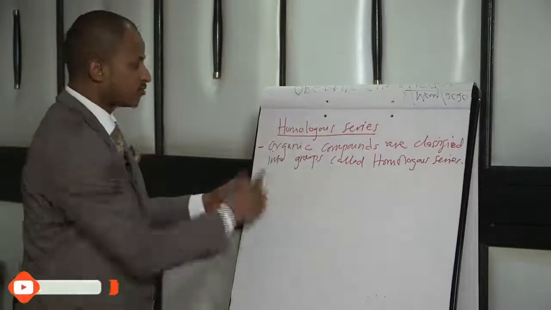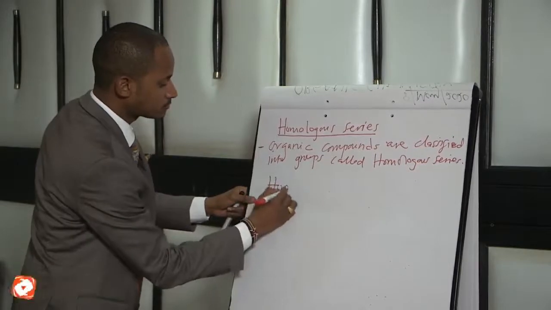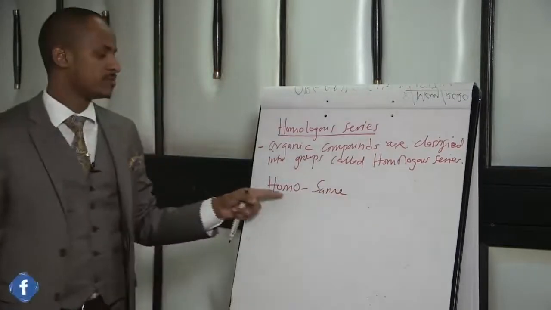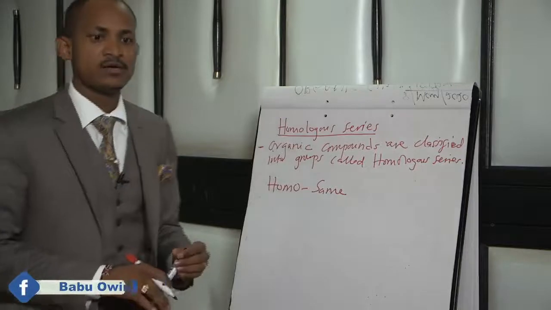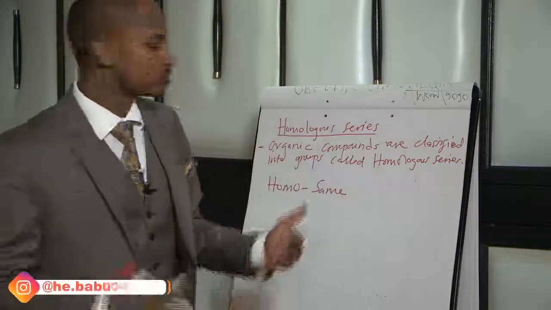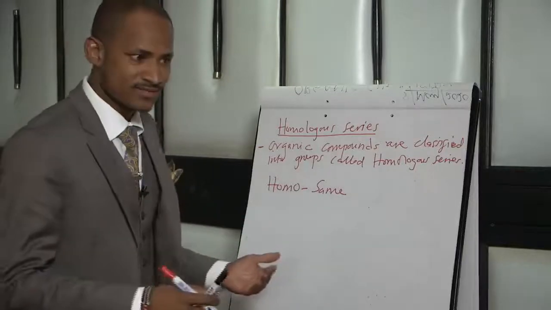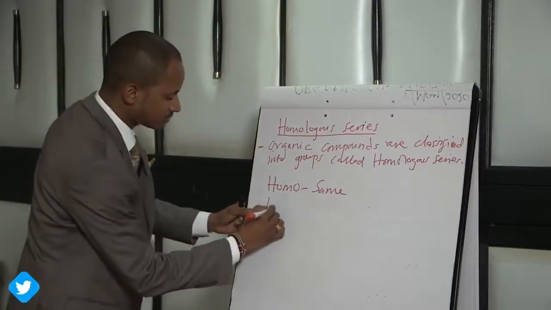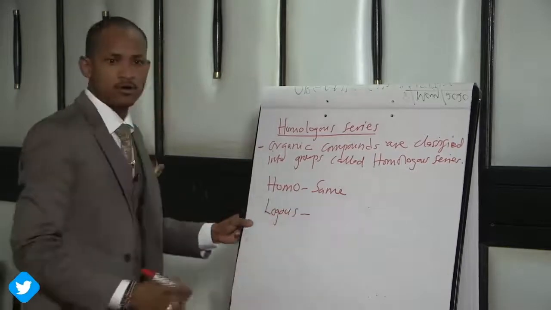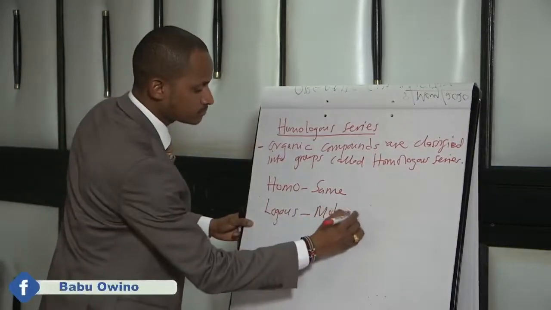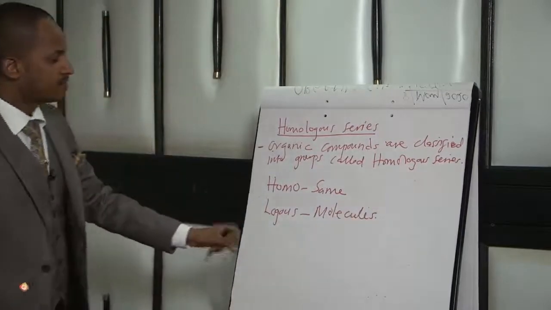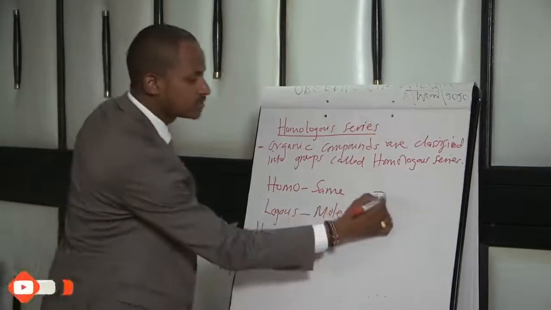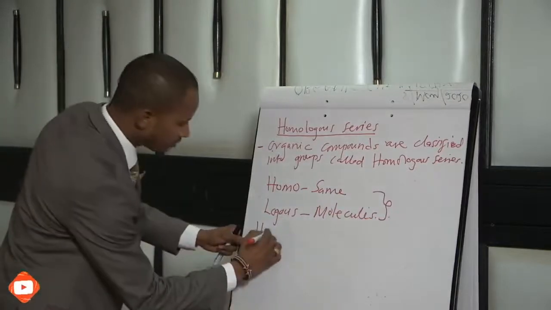What is homologous series? Homologous comes from the word homo, which means same. A Greek word homo, which means same. That's why in history you could say Homo erectus, Homo sapiens, Homo habilis. And again, logos. Logos means molecules. Therefore, homologous means same molecules.